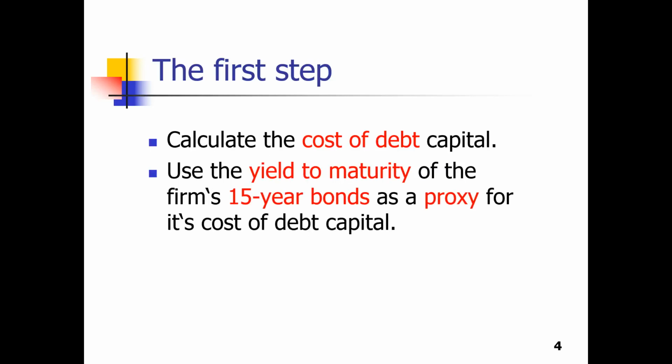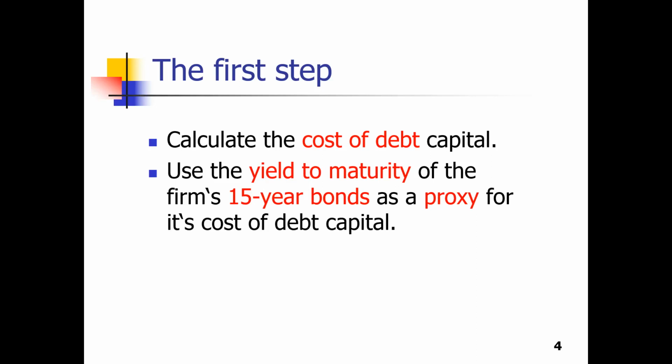The first step, calculate the cost of debt. Cost of debt is easy, much easier than cost of equity, because cost of debt is the interest that we pay on debt. To the firm, this interest payment on debt is a cost of capital. To you and I, investors, this is earnings. So they pay the cost and they earn it.